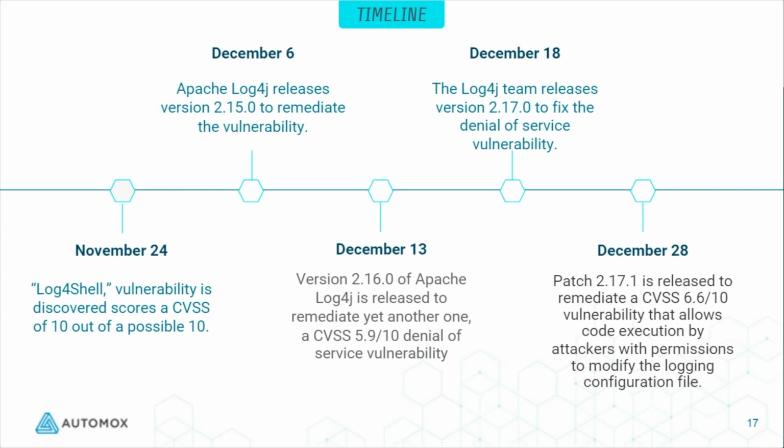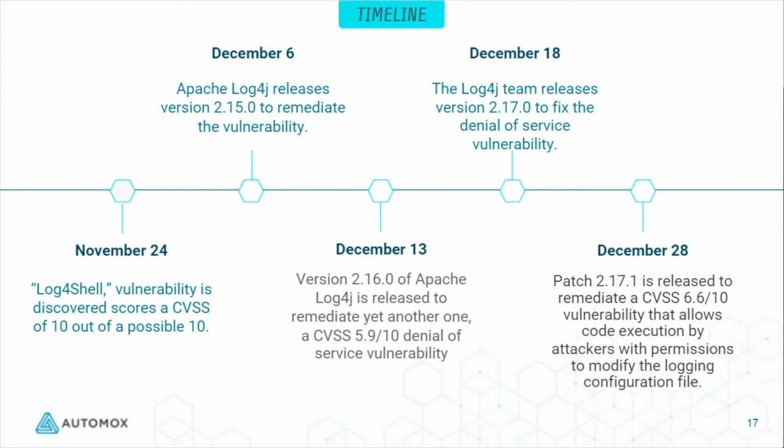Shortly after, CVE-2021-45046 was discovered, a flaw that eventually netted a CVSS score of 9 out of 10, after further research led to the discovery that this vulnerability allowed full remote code execution by an attacker. So now we have a new exploit that was discovered after Apache released 2.15.0 to remediate the original Log4Shell vulnerability. On December 13th, version 2.16.0 of Apache Log4j is released to fix CVE-2021-45046.